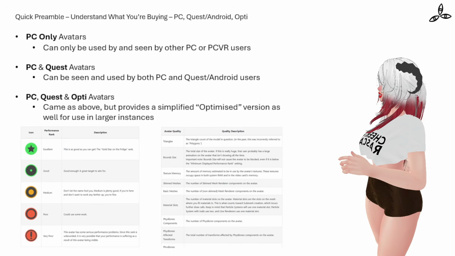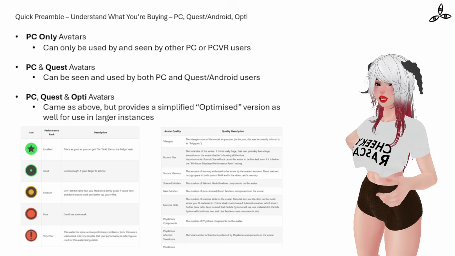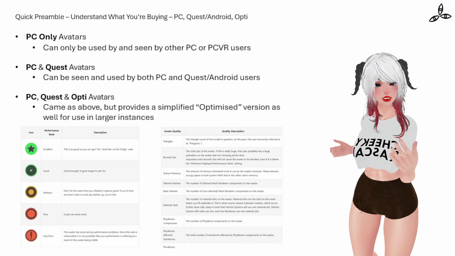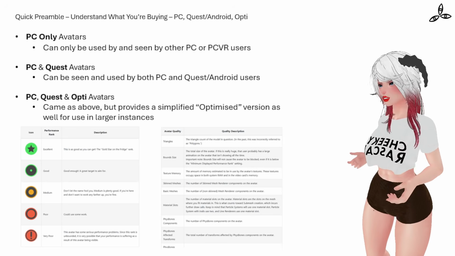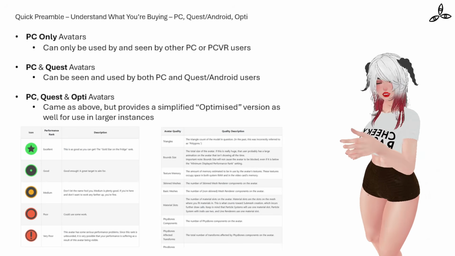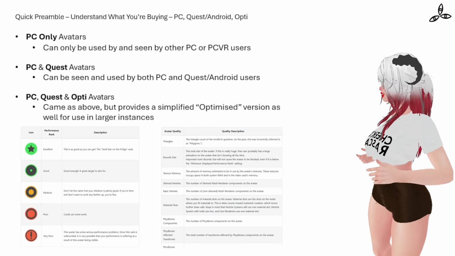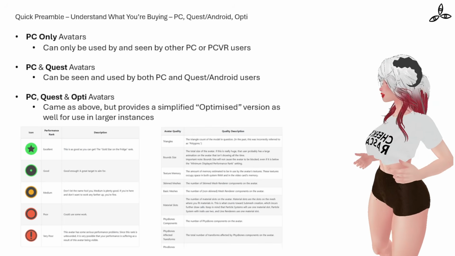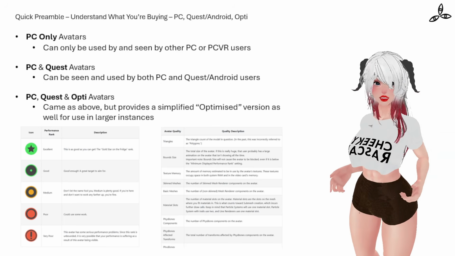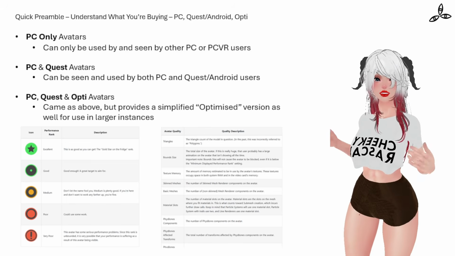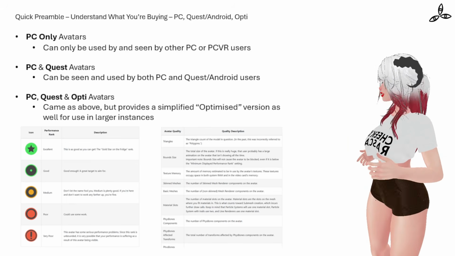Also, just a note on the PC, Quest, and optimized avatars. Some of these avatars will come with an optimized version. That's always a good idea if provided, because there's a little bit down the bottom around the scoring of these things, the performance rank. Most avatars that you buy will be listed as poor or very poor, because they've got their entire wardrobe of clothing on.